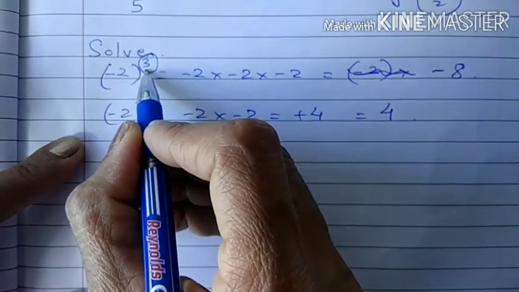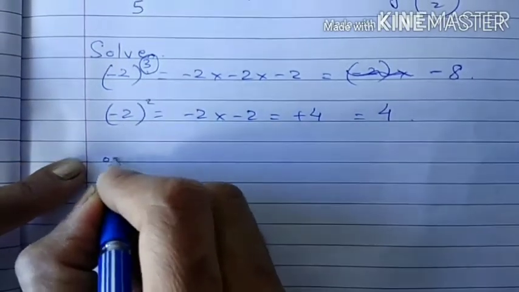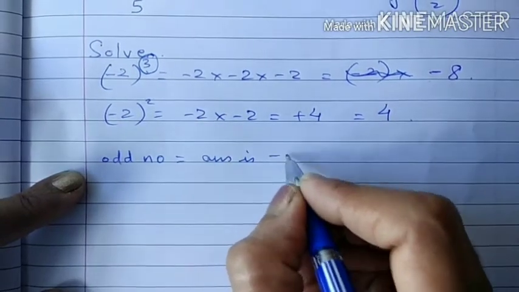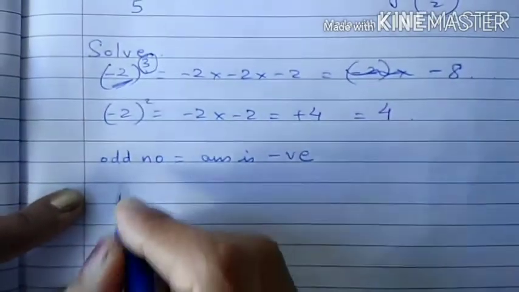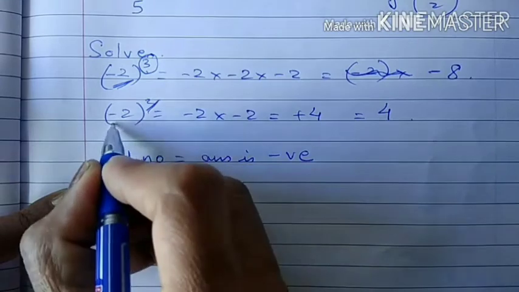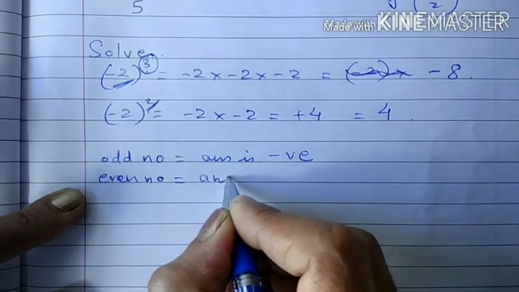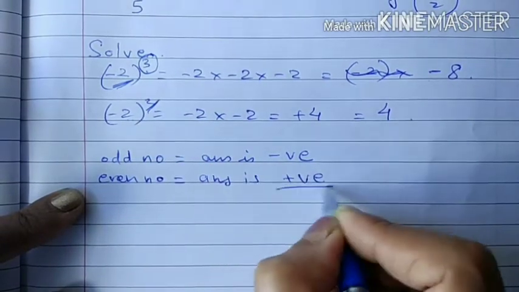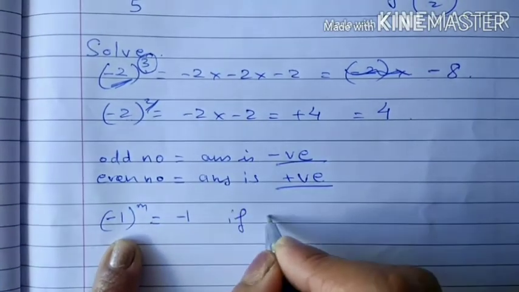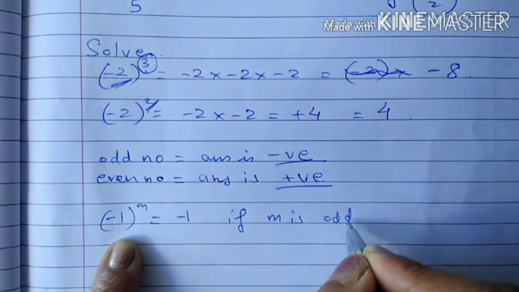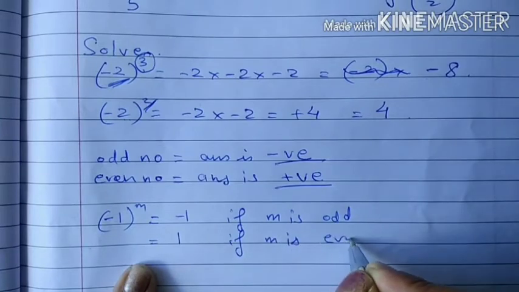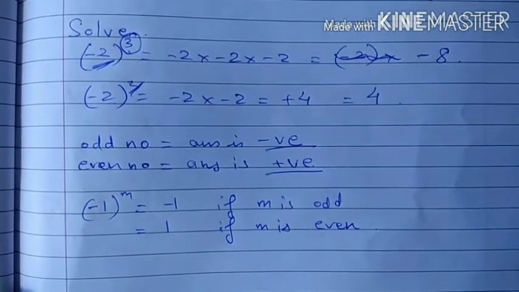So what we need to remember is, if the negative number is raised to an index that is an odd number, here we have 3 as an odd number and the base is negative, then the answer is always going to be negative. And if the index is an even number, your answer is always going to be positive. The general form: if you have minus 1 raised to m, you don't know whether m is even or odd. So your answer is going to be minus 1 if m, that is the index, is odd, and your answer is 1 if m is even.